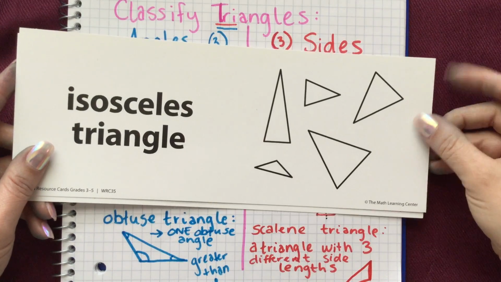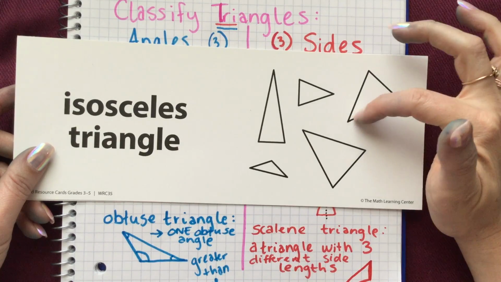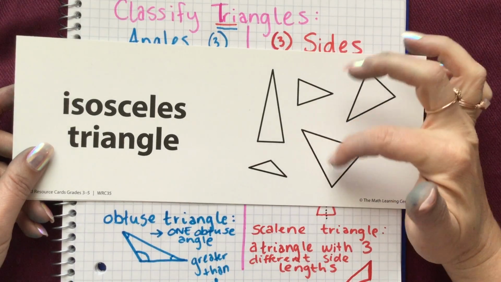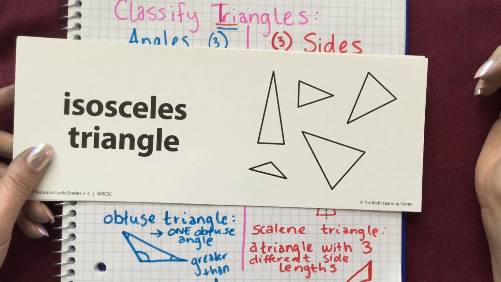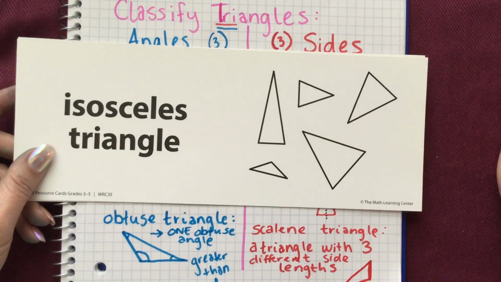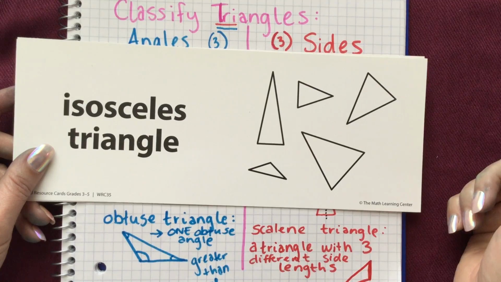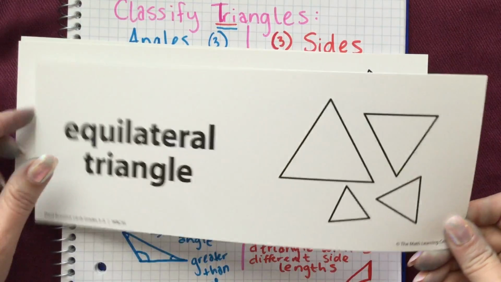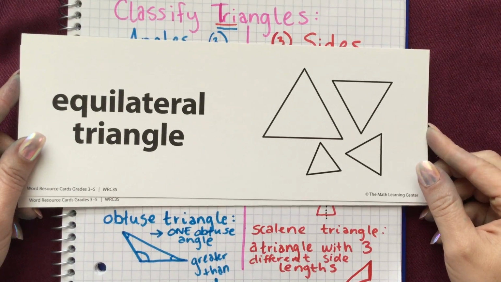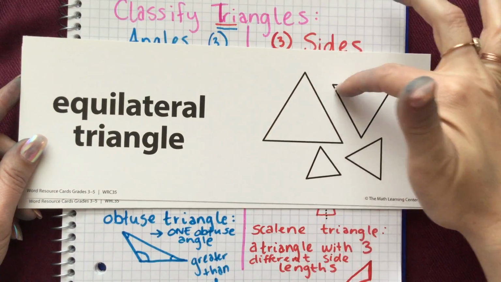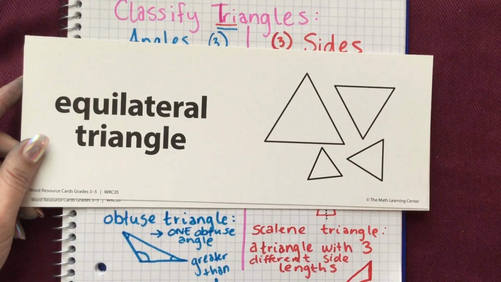In isosceles triangles, we have, I'm looking at this one. This one looks like an acute isosceles triangle, another acute isosceles triangle, yet again, another acute isosceles triangle. This one is also an acute isosceles triangle. This one is an obtuse isosceles triangle. And then looking at my equilateral triangles, what do you notice here? It looks to me like all of these triangles are equilateral and also acute.